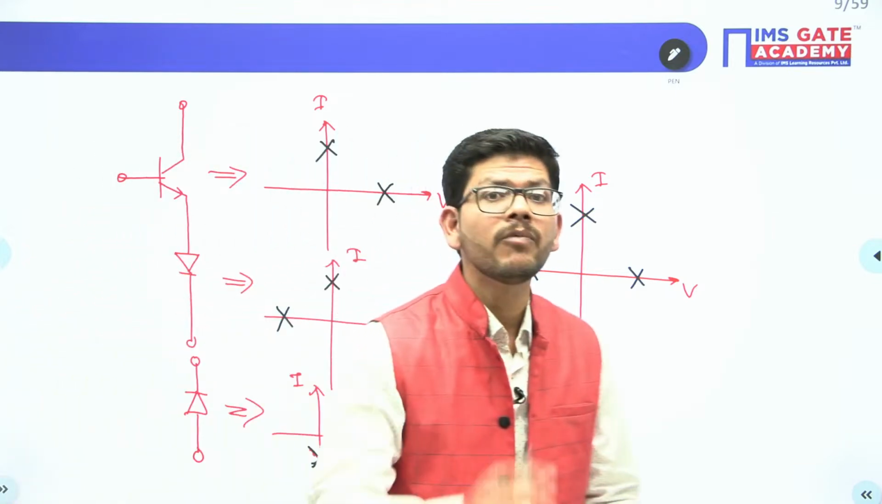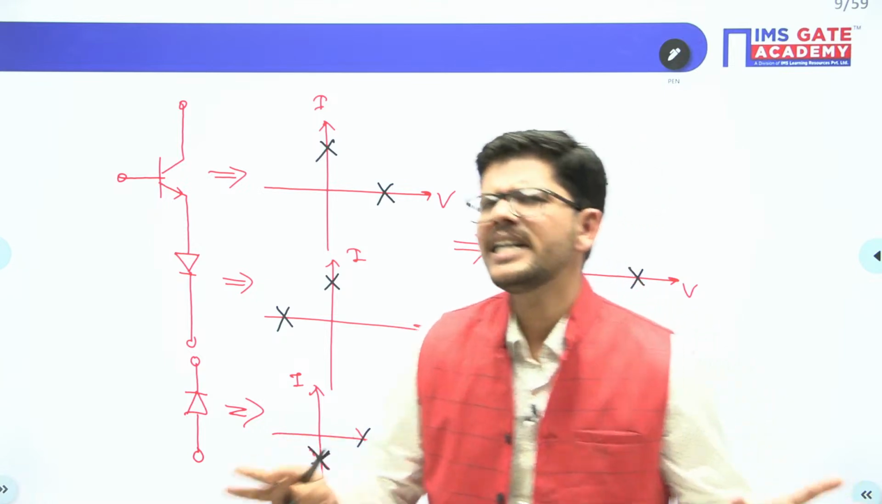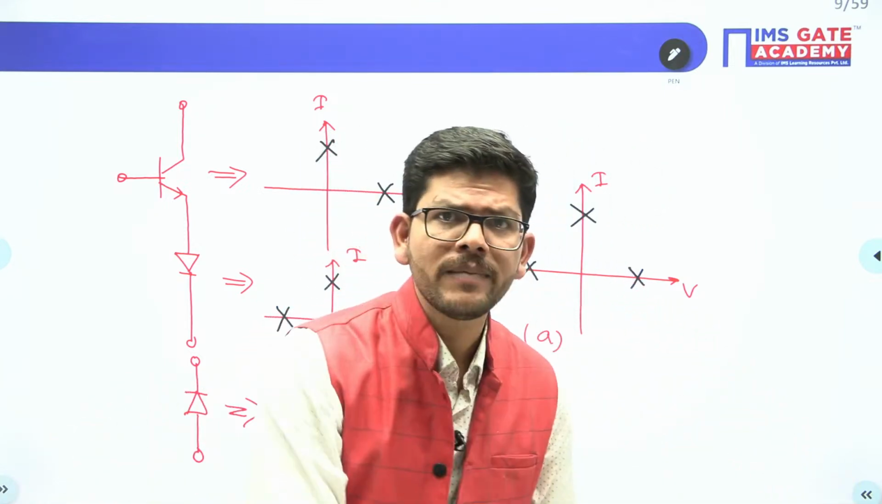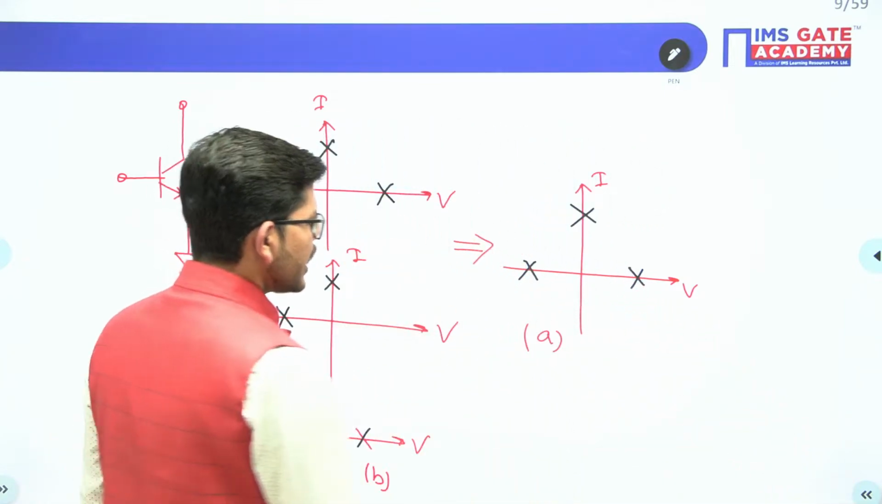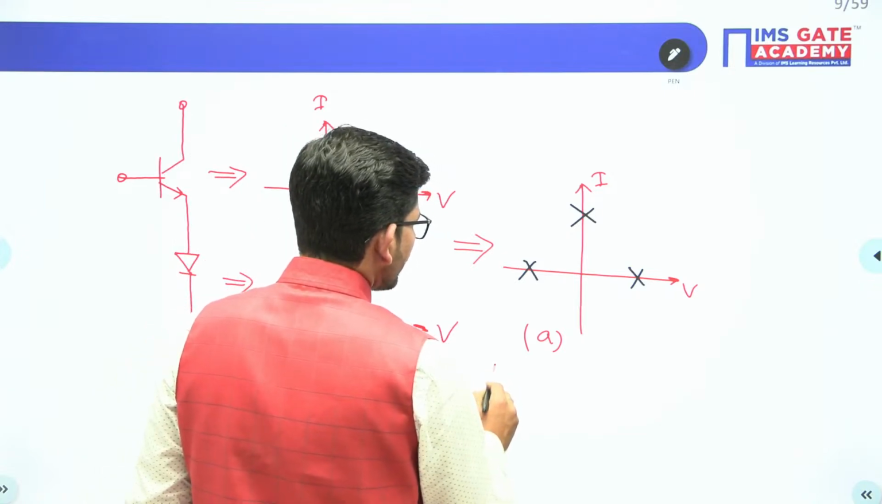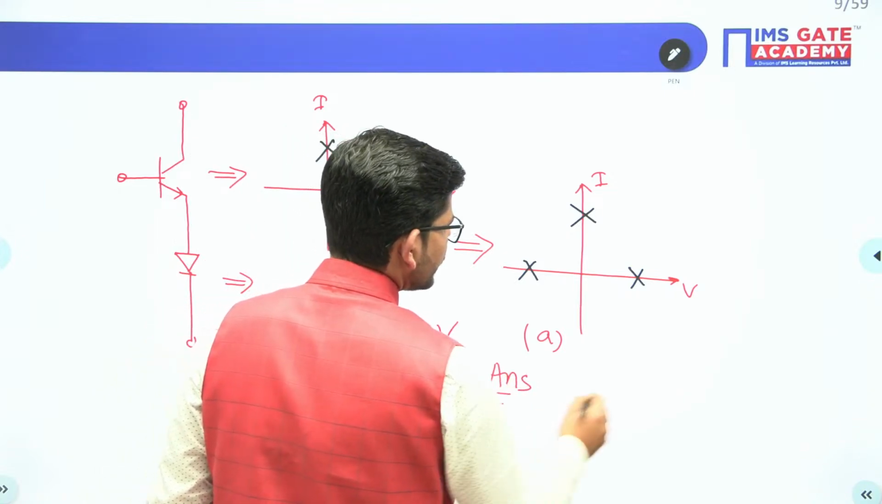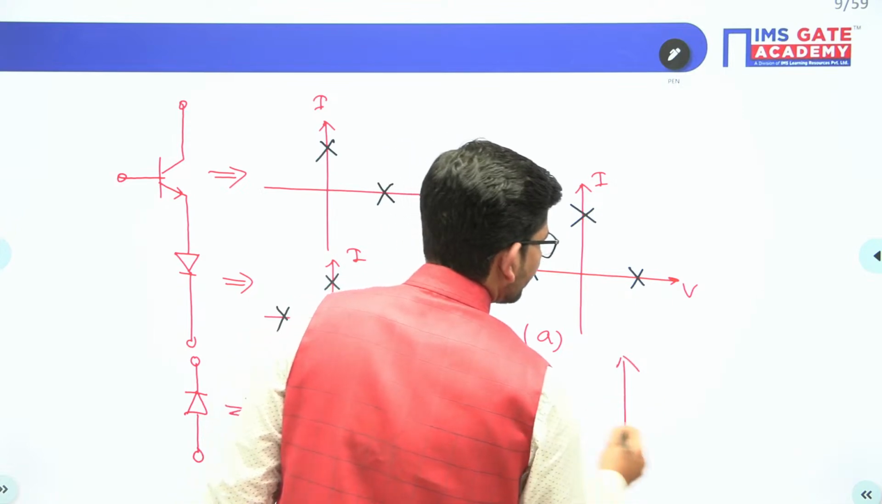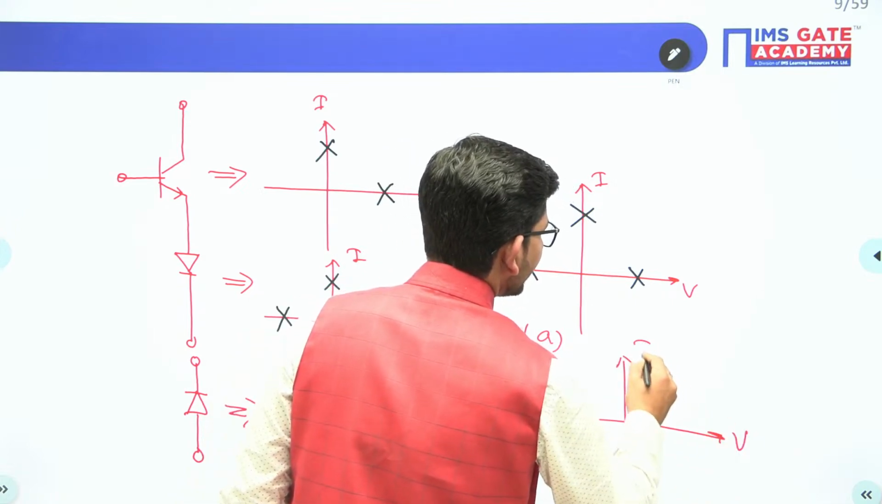In parallel, the voltage is common, but the current is different. So we have to take common voltage, but we have to take both the currents. So what will be the resultant? What will be the answer, guys? We have to take common voltage.